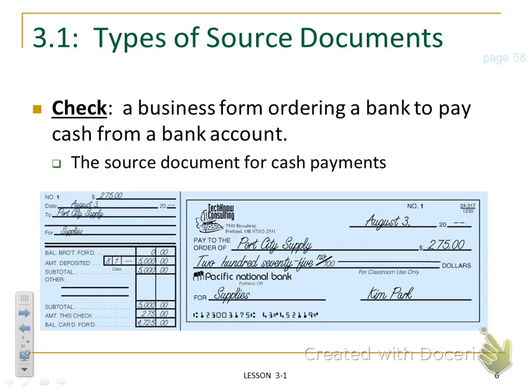In today's world of automated accounting, a lot of the check stub portion is retained in your computer system. But you can see from this check and check stub that in this particular case we paid for supplies using check number 1, and we paid Port City Supply $275. The information for the check is drawn in the top part of the check stub, and then at the very bottom the amount of the check is recorded, and the balance of the account is brought forward and available for the next check stub.